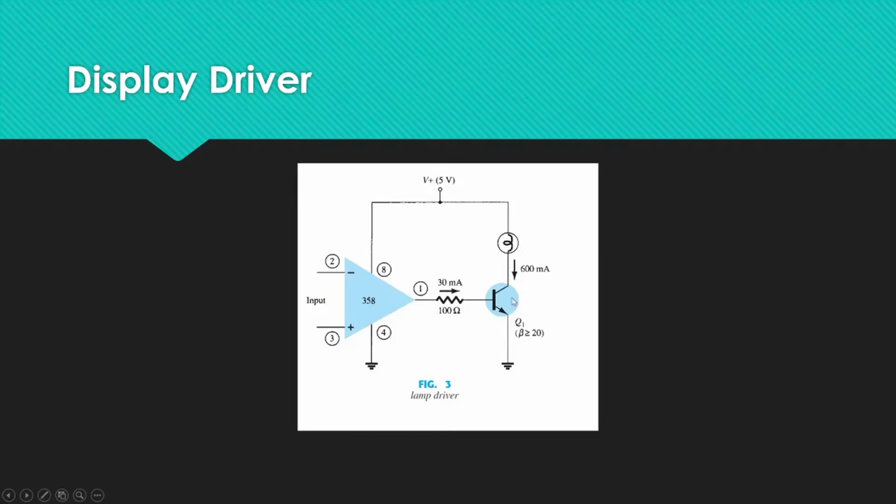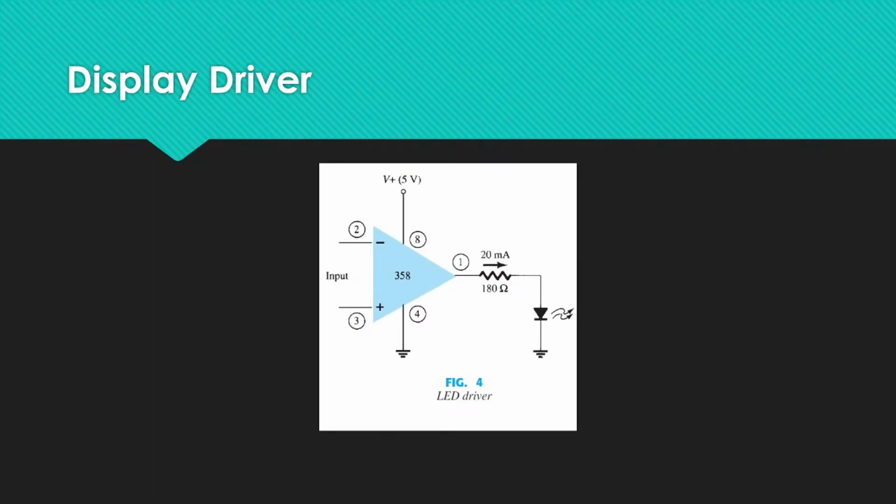transistor Q1 conducts. As shown in the circuit, the output of the op-amp gives 30 milliampere of current to the base of the transistor Q1, which then drives 600 milliampere of current through a properly selected transistor with beta greater than or equal to 20, capable of handling that amount of current. Another circuit in figure 4 shows an op-amp circuit which can supply 20 milliampere to drive an LED display when the non-inverting input goes positive compared to the inverting input.